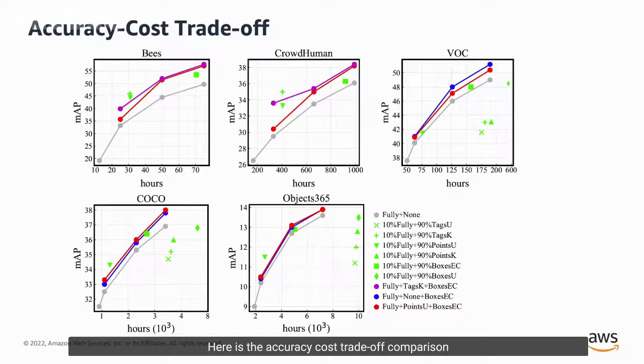Here is the accuracy cost trade-off comparison. We can find using mixture annotation shows better results than a strong semi-supervised baseline. For example, at the same accuracy on Bees, mixture annotations can save the cost of about 15 annotation hours. At the same cost on CrowdHuman, 4 points of gains are available. These results show that weak annotations are useful and can achieve a better cost accuracy trade-off.